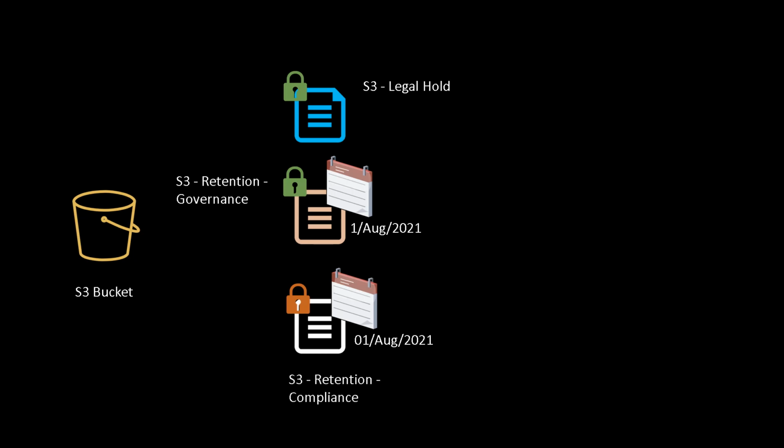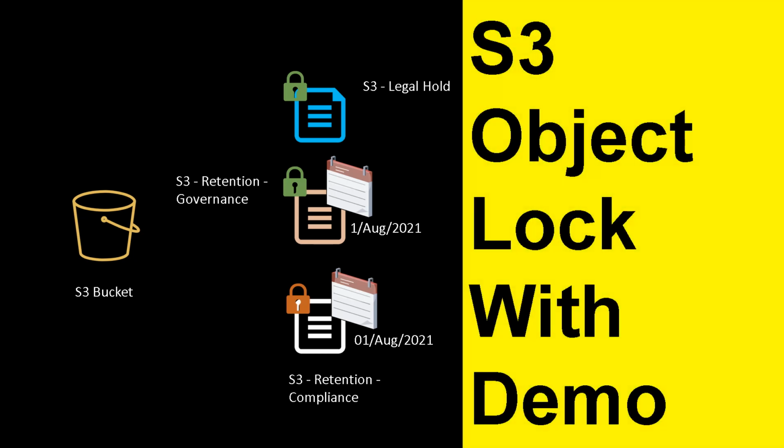The third one, which is the most restrictive type of lock, is called the S3 retention compliance lock, or S3 retention lock in compliance mode. Here, once the lock is applied, until that day has passed, there is no way you can unlock this file, or change the contents of this file, or delete this file. So those are the three types of locks available on S3. And now let's jump into the detailed demo.